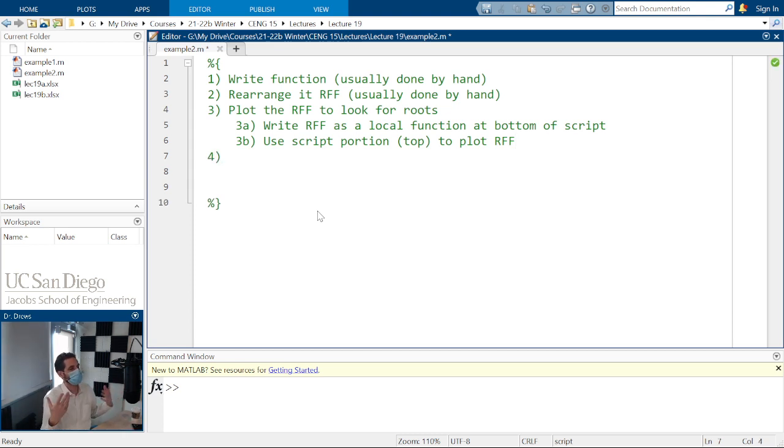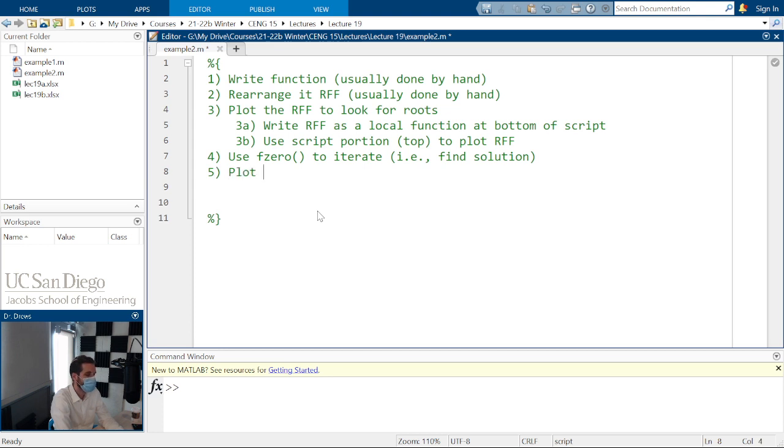So all of these problems will look similar in the sense that your root finding function is going to be down on the bottom, and then the actual process of the solution will be up at the top. The function we're going to use to solve for the root is f0. That's the thing that's going to do the iterations that we just saw over in Excel. That's what's going to be finding our solution. And then, of course, we're going to plot, visualize, and check the solution.